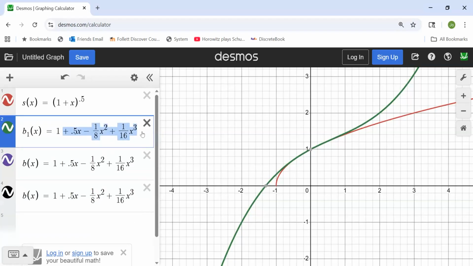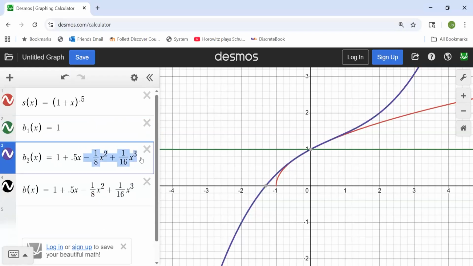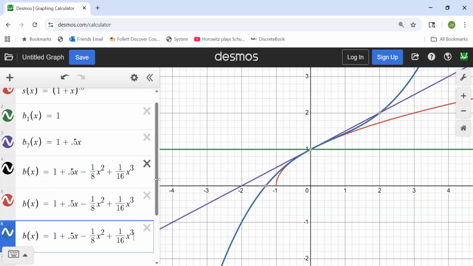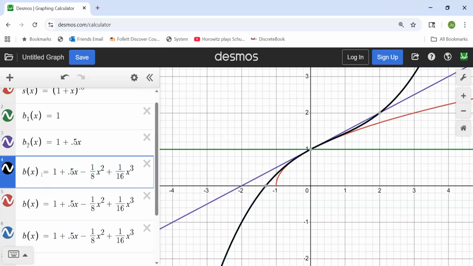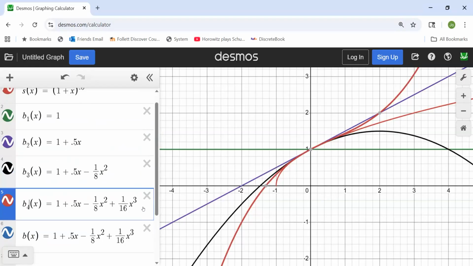That's just going to be 1. B2 of x, I'm going to call that the first two terms. And then B3 of x is going to be the first three terms. B4 of x is going to be the first four terms. And I guess I don't need the next one.